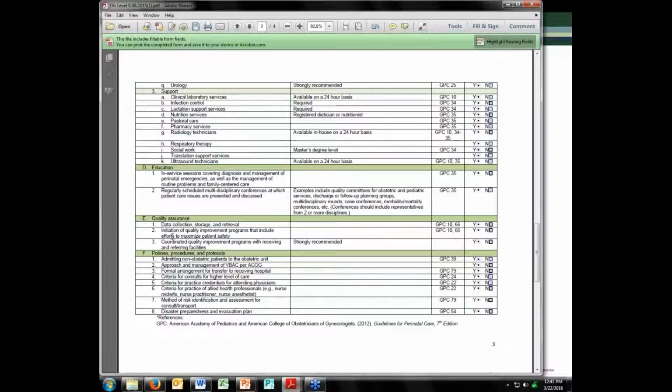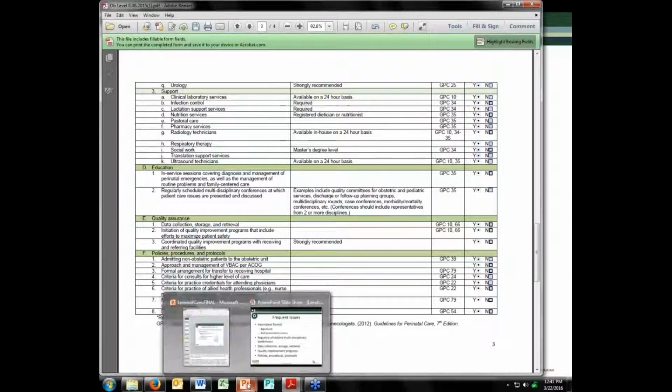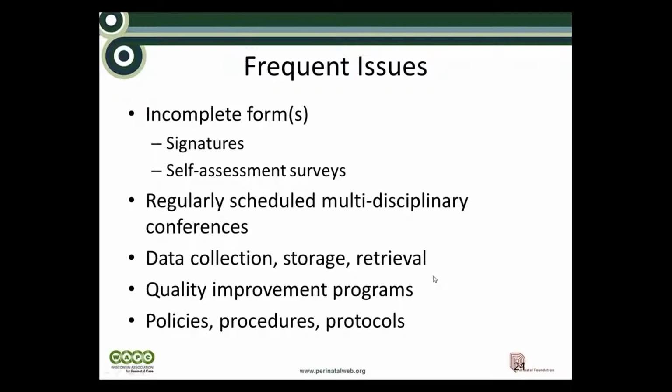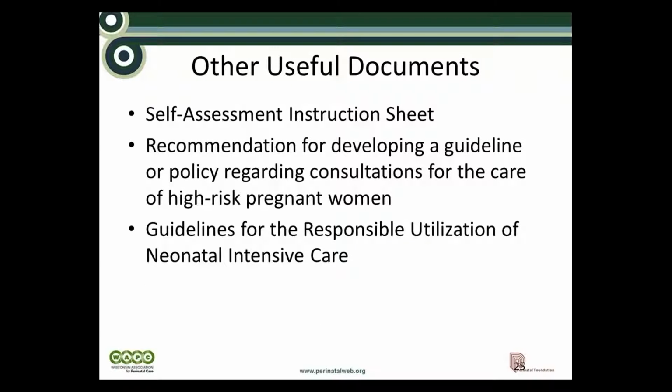Policies, procedures, and protocols, and I realize there are differences in the definitions of these things, but the idea is, how do you standardize these various things there? What do you have to fall back on to make sure that you're doing the best that you can? How do you make sure that the new people coming in know what they should be doing? And that's what that's about. So those are the frequent issues we have. There are some other useful documents, and we'll go back to the WAPC website for those, and I'll talk about those a little bit more.